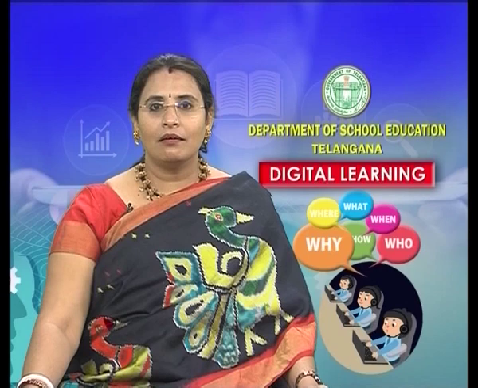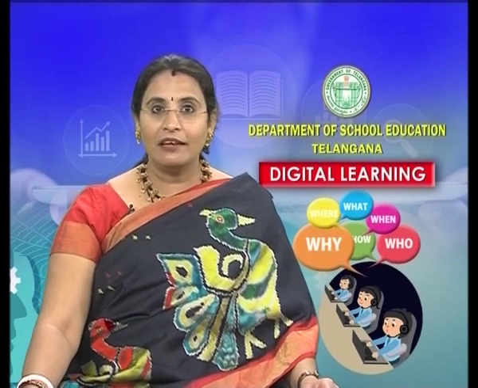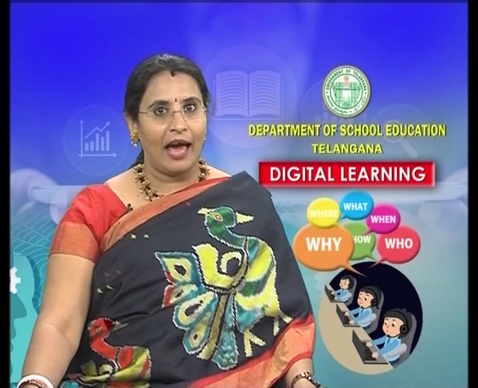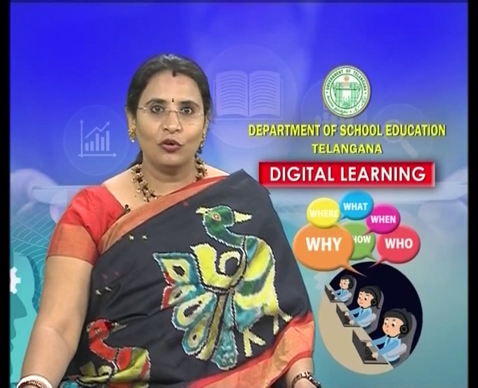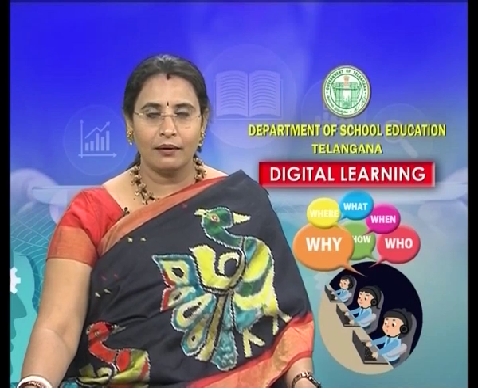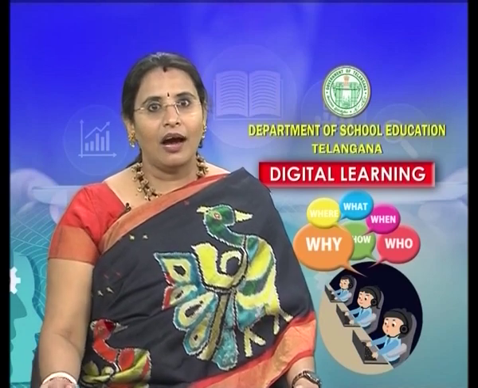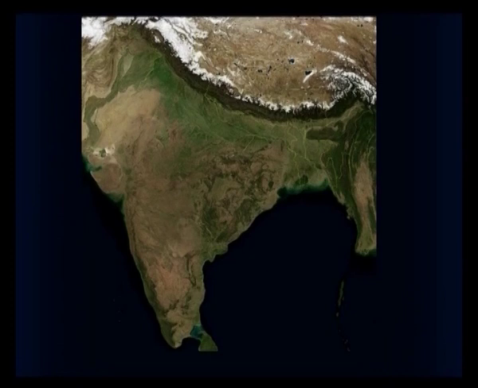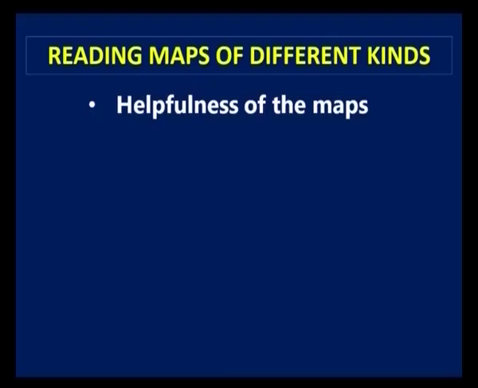So this topic related to maps we have been learning in our 6th class as well as in our 7th class. So shall we have a quick recapitulation of our 7th class topic? Here we go. Our 7th class topic was reading maps of different kinds. Here we learnt about the helpfulness of maps, how maps are helpful to us as they give us detailed information about the place. And then we learnt about the different symbols.